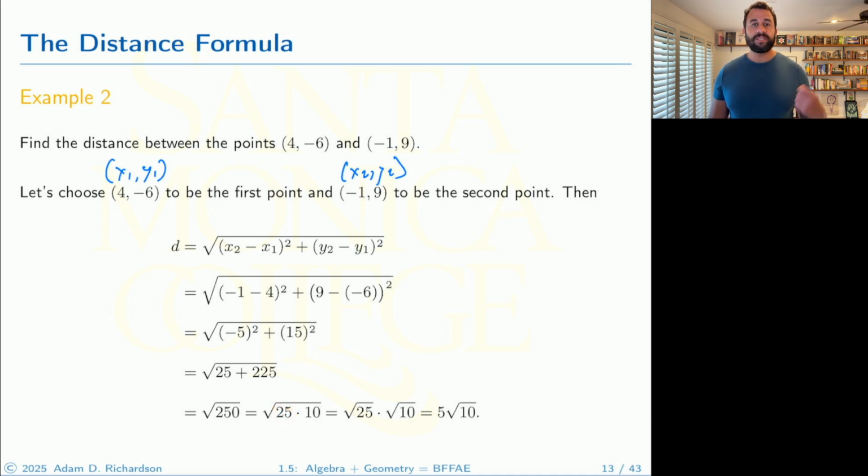So you could simplify it more, which is what I'm showing right here, but this answer is still valid. That's a correct answer. It's just not fully simplified. So we're going to fully simplify it here. And what we're going to do is we're going to factor 250 into 25 times 10, just like so. And then using properties of radicals, we can actually split it into a product of two radicals.